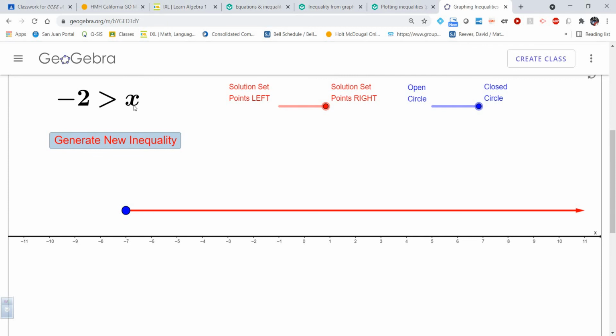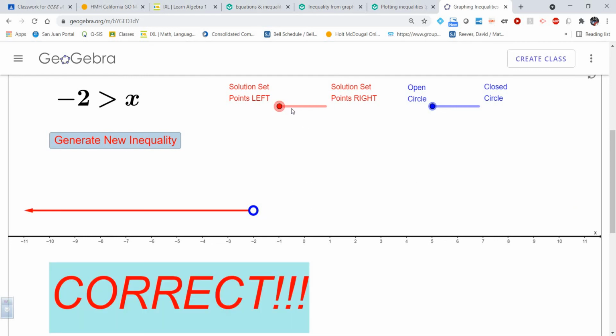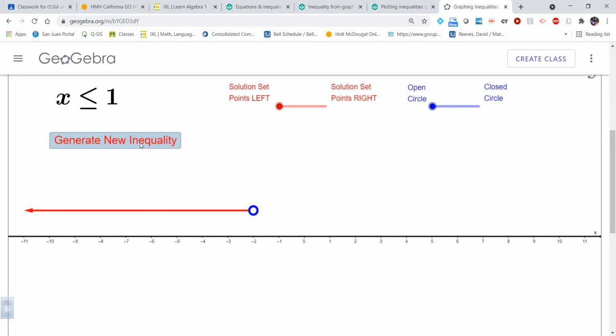Now x is on the right side. So what does this say? -2 is greater than all the x values. So I'm going to put it on -2. It doesn't have an equal, so I'm going to make it an open circle. But it says -2 has to be bigger than the x's. If you look where it is right now, -2 is smaller than all the x's. So if I flip it the other way, there we go. -2 is greater than all of these x values.